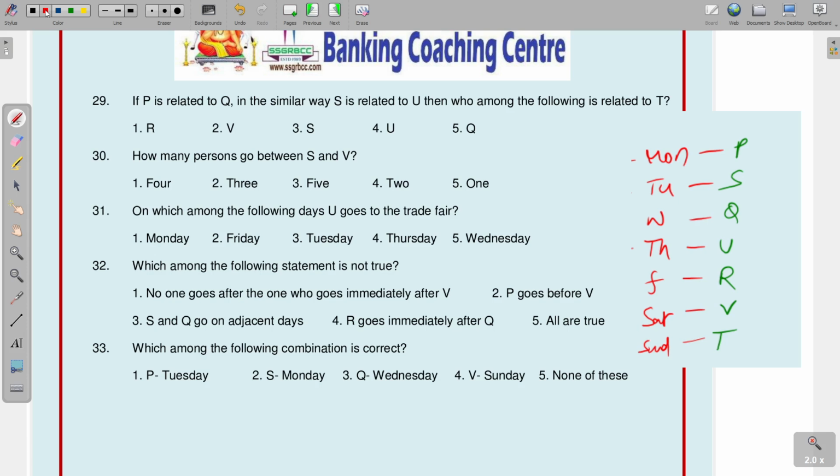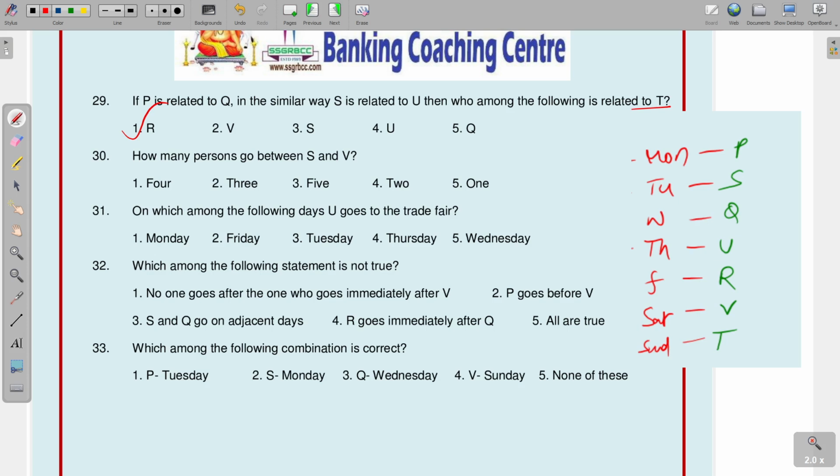See the first one, question number 29. P is related to Q. So between P and Q, one person is there. Similarly, S is related to U. Between S and U, one person is there. Then who among the following persons is related to T? So T is related to R.